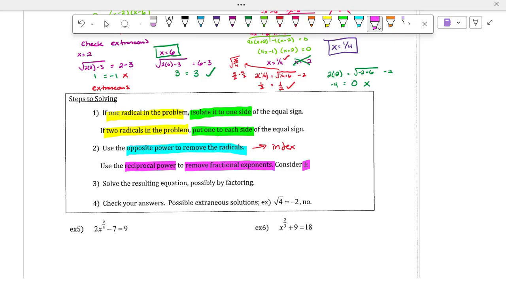In other words, if you have a fractional exponent that's not like 1 over a number, like 2 over 3 or something, you would raise it to its reciprocal power. Now, the resulting equation, you may possibly have to solve by factoring. And then lastly, and this is probably the most important, check your answers because there could be extraneous solutions.